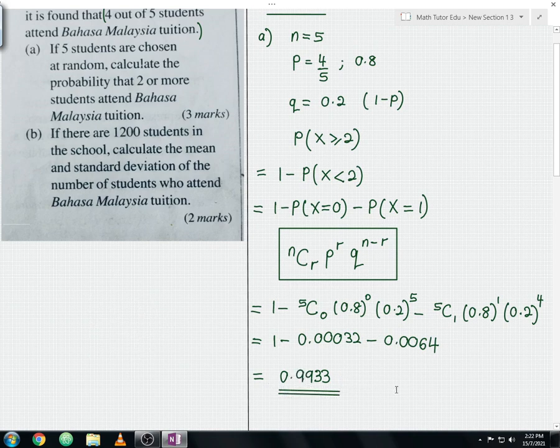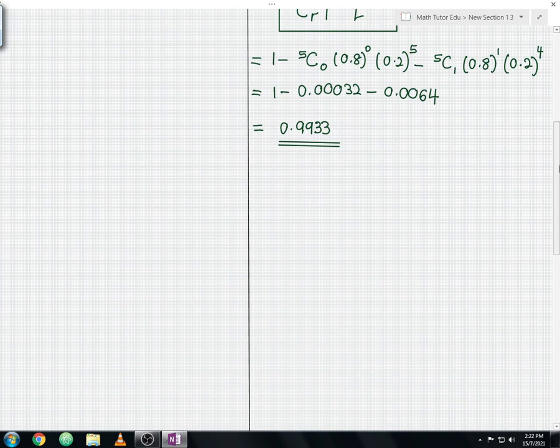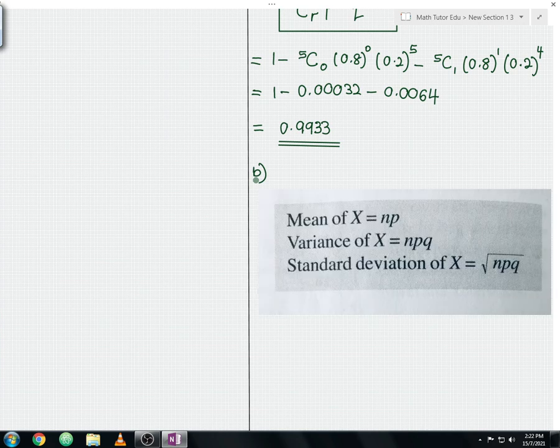Okay, so let us proceed our discussion for the question part B, where they ask us to calculate the mean and standard deviation of the number of students who attend Bahasa Malaysia tuition. Okay, so let me scroll this down. So for the binomial distribution, we do have our own calculation in order to find the mean, variance and standard deviation. So this is the formula, guys, that we are going to use to calculate the mean, variance and standard deviation. Okay, so let us find mean and standard deviation for this question, since that is the requirement for this question.